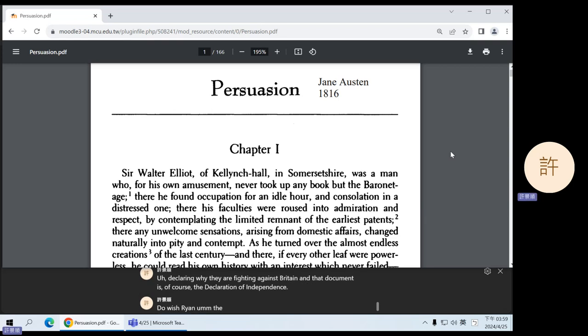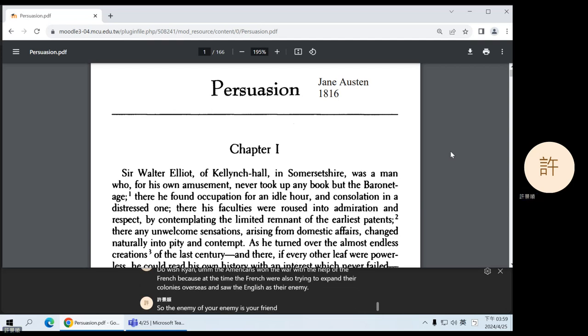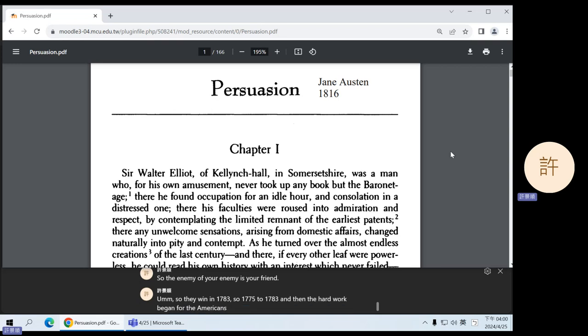The Americans won the war with the help of the French, because at the time the French were also trying to expand their colonies overseas and saw the English as their enemy. So, you know, the enemy of your enemy is your friend. So they win in 1783. So 1775 to 1783. And then the hard work began for the Americans of forming a new country with a new constitution and new laws. That is for my American literature class, if you're interested.